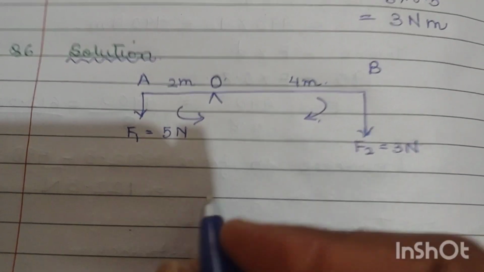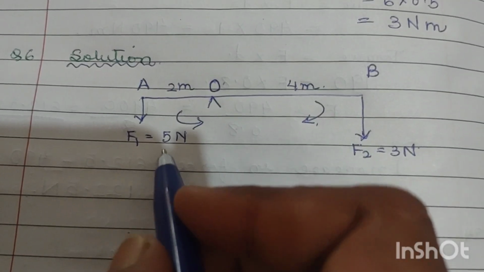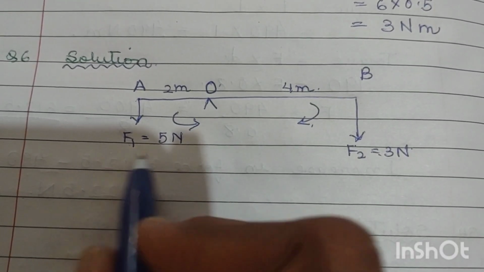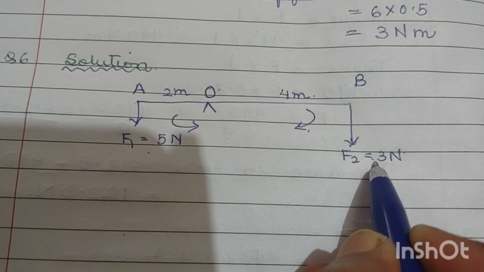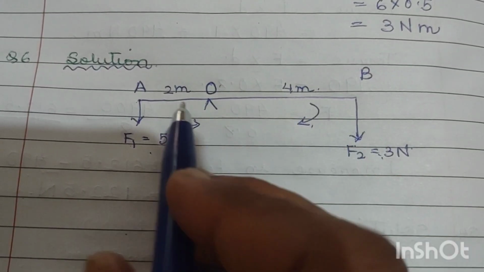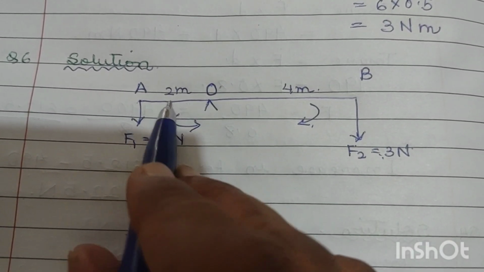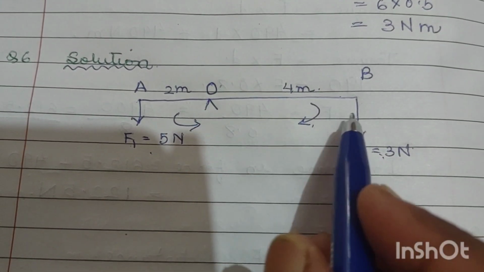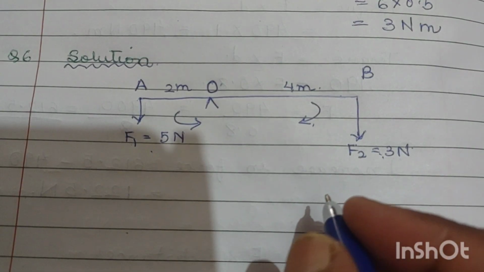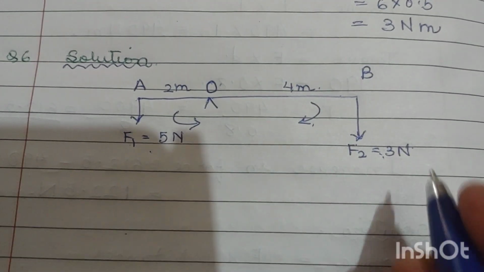Now next question number 6 we are going to solve. This is the diagram given in which two forces are there, F1 and F2. F1 is 5 Newton, F2 is 3 Newton, acting at points A and B on the rod pivoted at point O, such that OA is 2 meter and OB is 4 meters. We have to calculate the moment of force F1 about O, F2 about O, and total moment of the two forces.